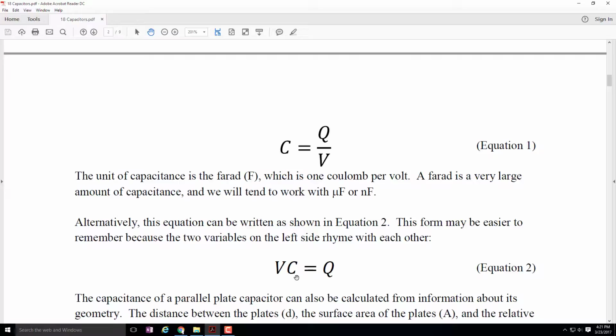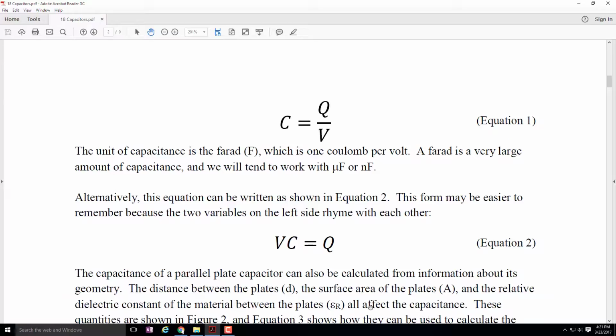And the reason why I remember it that way, and you can see if I multiply both sides of equation 1 by V, I would get equation 2. The reason why I remember that as VC equals Q or CV equals Q is that it rhymes. So CV, VC, those rhyme, and Q, which doesn't rhyme, appears on the other side. So that one's easy to remember, so you don't have to look it up in a textbook every single time.